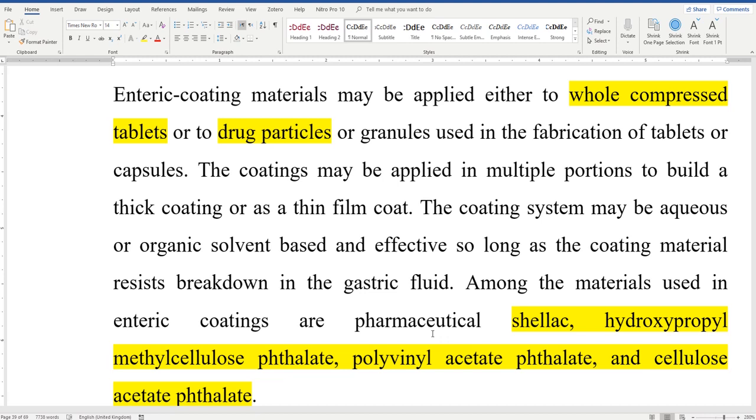So normally if I want to do enteric coating, I will go for which type of coating? Film coating or sugar coating? The answer is film coating. Another question. Can I do enteric coating with sugar coating? Yes, I can. Okay?